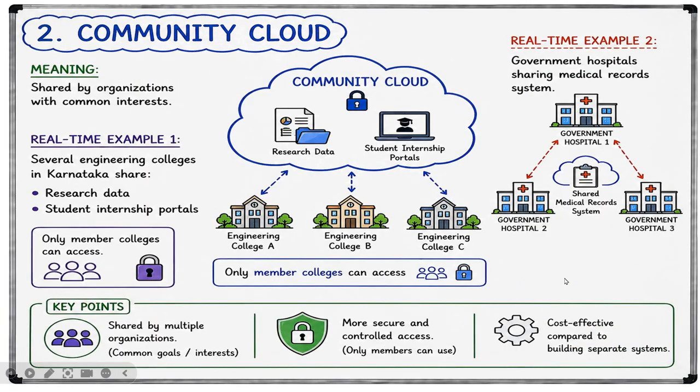Next comes the community cloud. Here it is shared by organizations with common interest. That is, it is used by multiple organizations that have similar goals or requirements. Now they share the same cloud infrastructure instead of having separate systems, and this reduces the cost while maintaining some level of security and the collaboration.